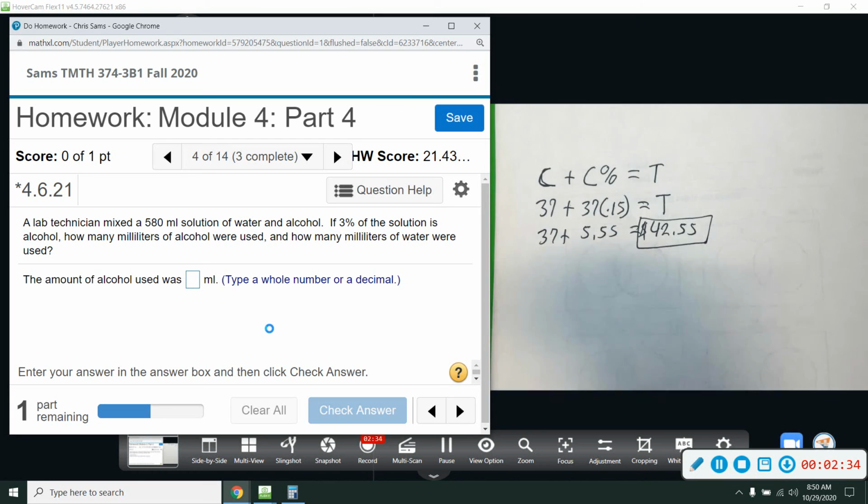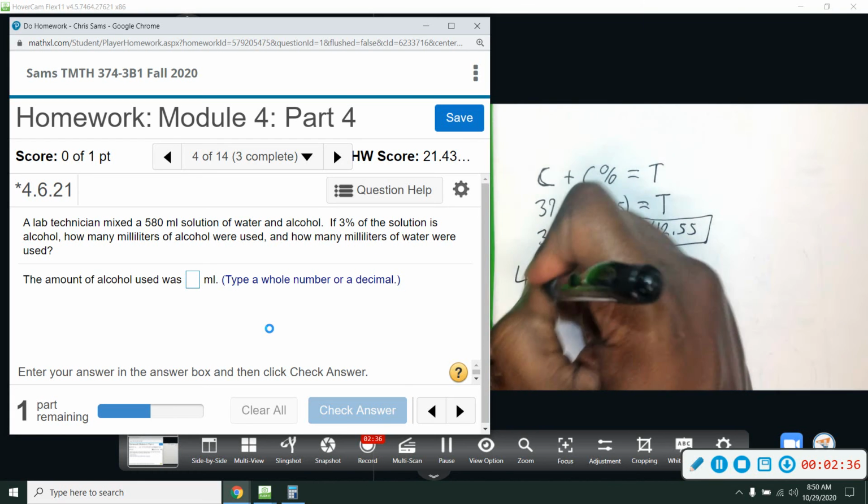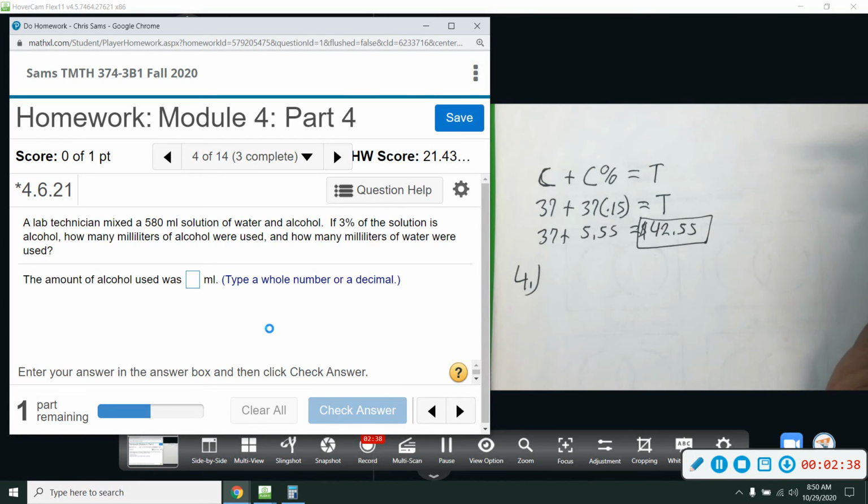All right, number 4. A lab technician mixes 580 milliliters of a solution. Mix a 580 milliliter solution of water and alcohol. 3% of the solution is alcohol. How many milliliters of alcohol were used, and how many milliliters of water were used?